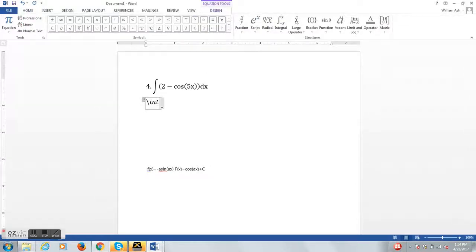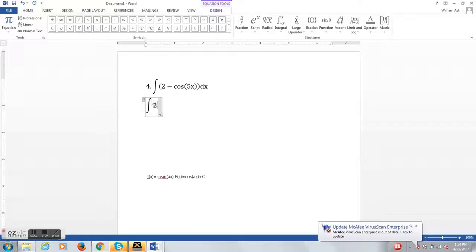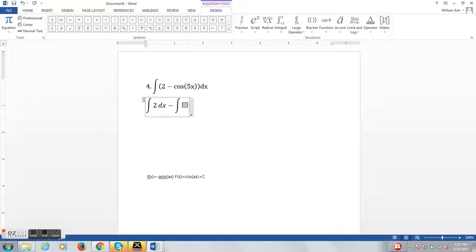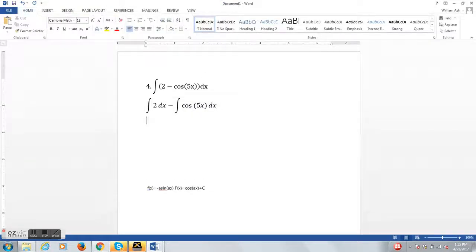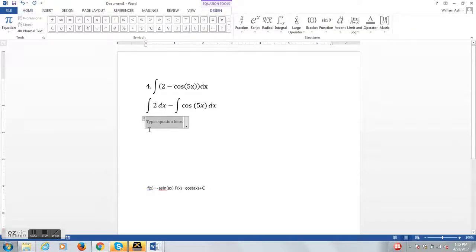So you've got the integral of 2 dx minus the integral of cosine 5x dx. Okay, so this bit, the first bit, I think I'm probably pretty much fine with. The integral of 2 is 2x.